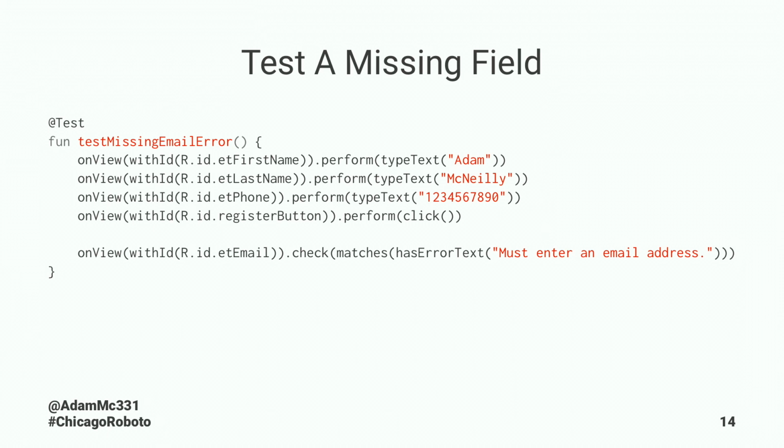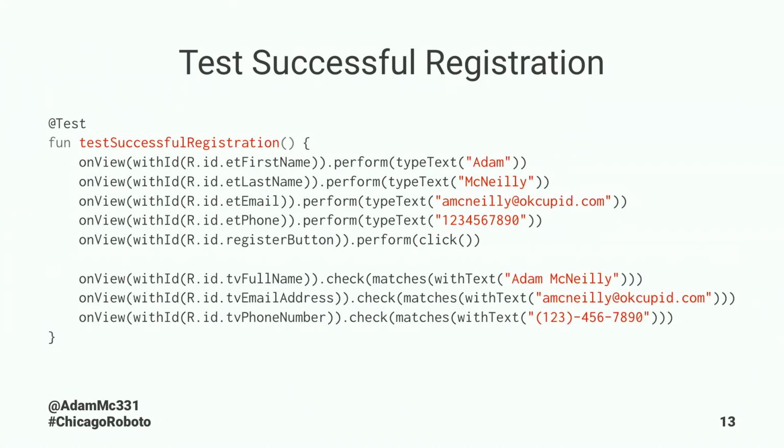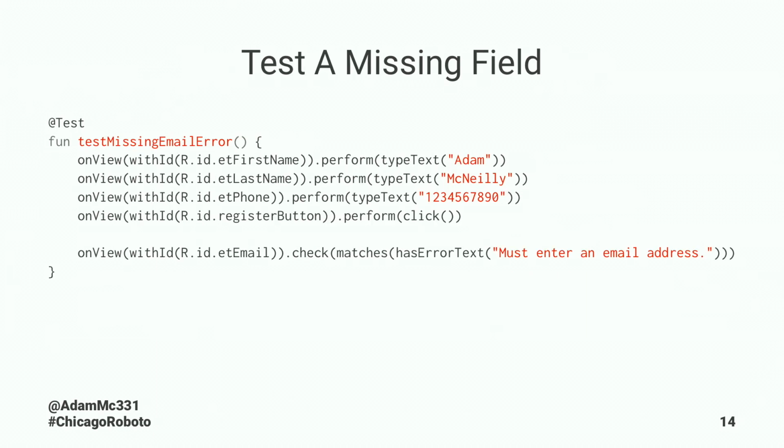Find a view with an ID of ET first name, type that in. Last name, I left out the email line here. Then we enter phone, click register, and then we want to find our email view and check that it has certain error text. I think it makes sense if you, again, follow through with these sort of clear method names, but at a really quick glance, if I go between these, it might not be obvious what the difference in your test is. And that's not fun for anybody who has to try and debug your test or understand what you were testing and how.